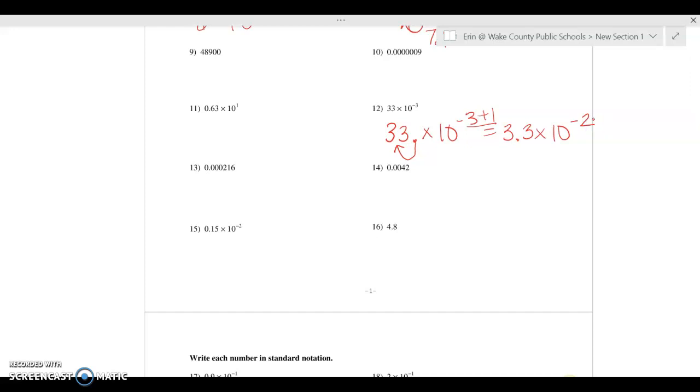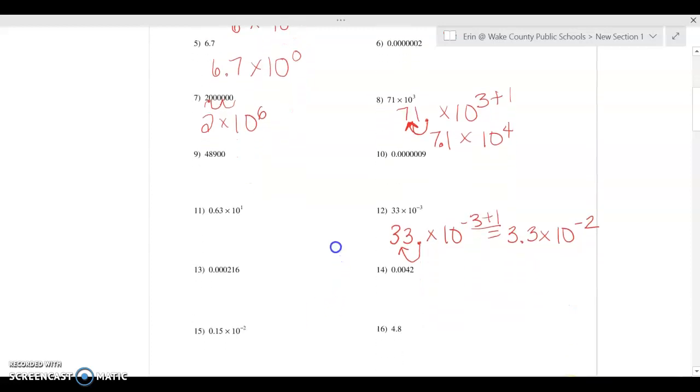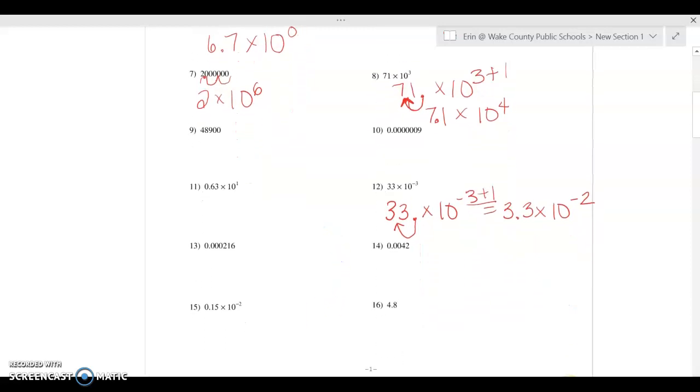I would like you to go back up and try number 6, write that in scientific notation. Now I would like you to complete number 9 and put that in scientific notation.